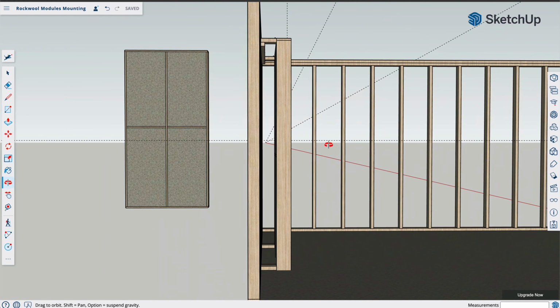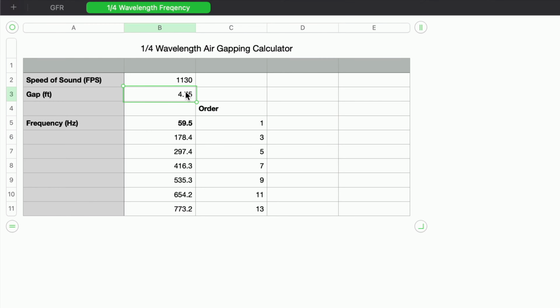There's an airspace behind them. I didn't want to spend the extra money on filling that airspace with fiberglass. I just used the improvement in performance by gapping them out by 6 inches. And if we take a look at the numbers, we have a 0.5 foot, 6 inch airspace. It puts the first order frequency where particle velocity is the highest at 565 hertz, and it's going to rein that frequency in most effectively.